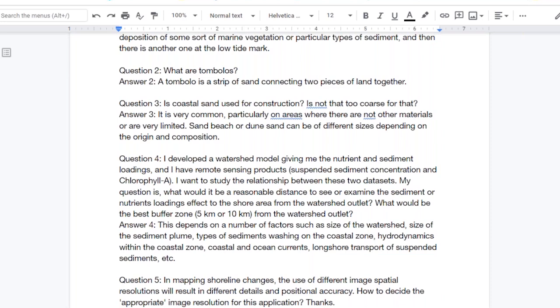Question number four here is, I developed, this is a pretty long one. I'll go almost straight to the question, but I developed a watershed model giving me the nutrient and sediment loadings, and I have a remote sensing product, suspended sediment concentration, and chlorophyll A. And I want to study the relationship between these two data sets. My question is, what would be the reasonable distance to examine the sediment or nutrient loadings effects to the shore area of the watershed?